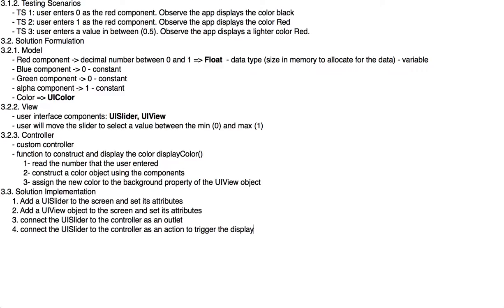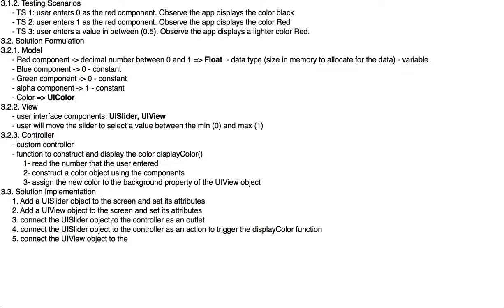Then I need to connect the UI view object to the controller. Actually, you may ask, why do I call it a UI view object? This is also an object. Anything that you add becomes an instance of its design, an object. And I'll talk probably in a new module on what is an object. Connect the UI view to the controller as an outlet.